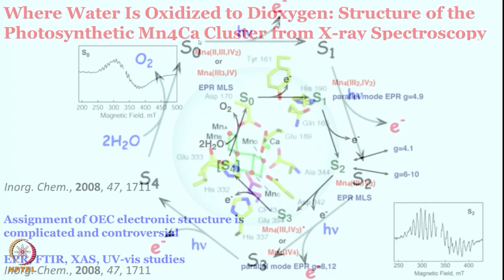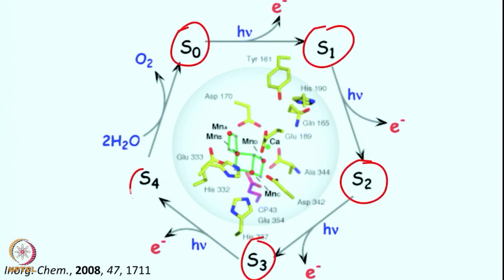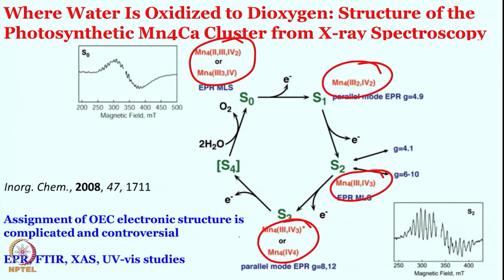So, we have seen S0, S1, S2, S3 and S4 oxidation states. In each of the steps oxidation is happening, and in the final step oxygen bond formation is taking place. You have seen the oxidation state dilemma between these two. These species are still debatable, this is quite fixed, this is quite fixed, this is still debatable, and finally this is the fully oxidized form.